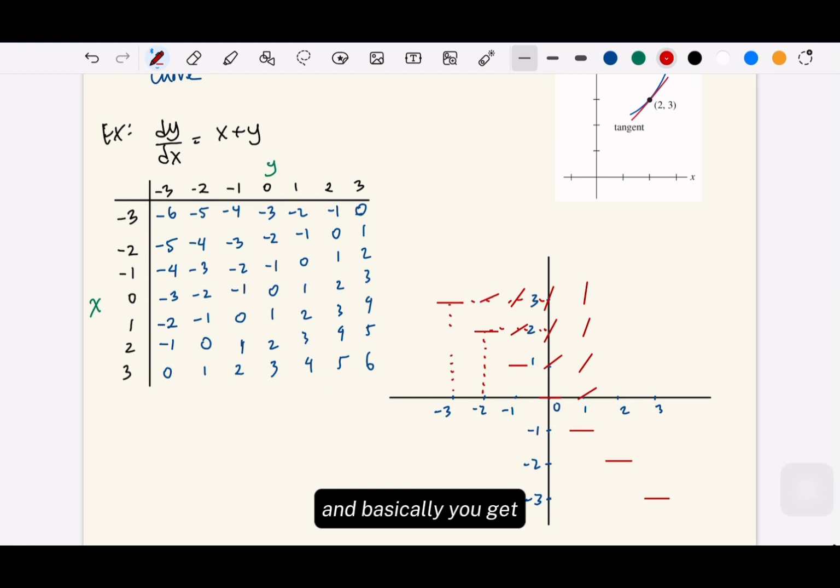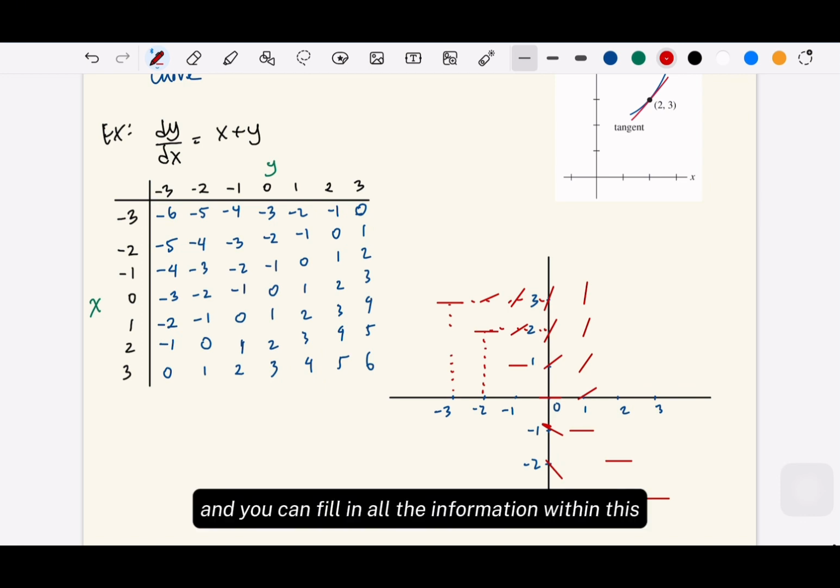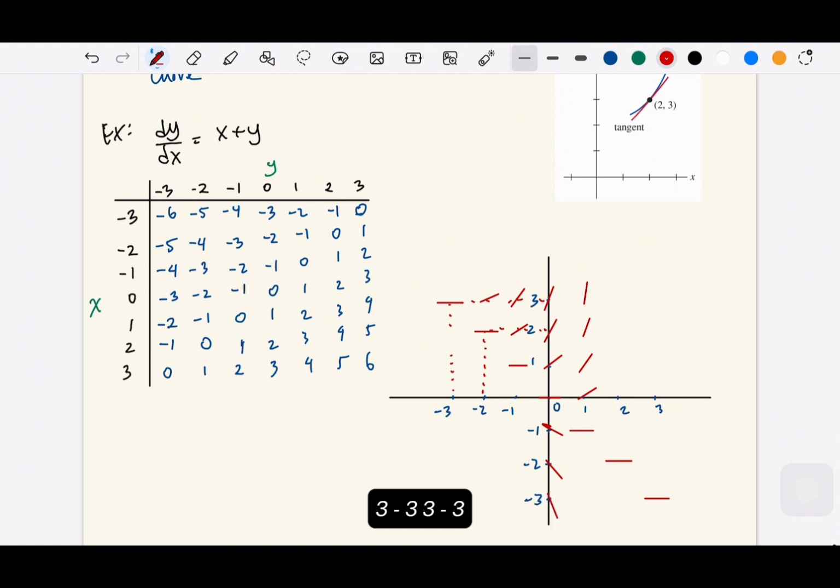And then basically you could fill in all the slopes. And maybe we could try also finding the negative ones, like this one. This is -1, -2, and -3. And you could fill in all the information within this 3, -3, 3, -3, x, y interval.